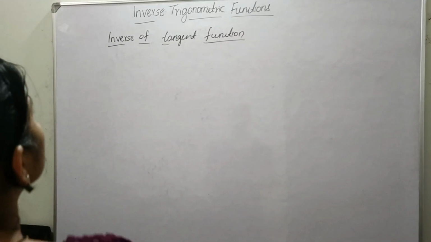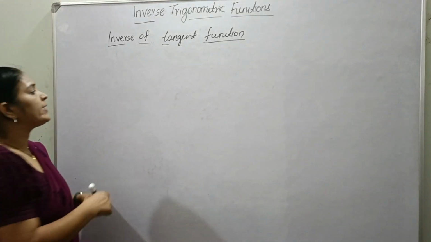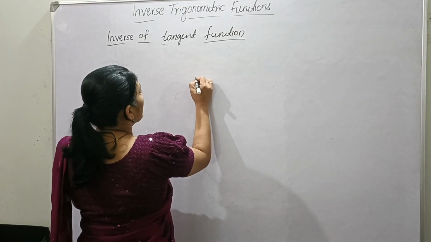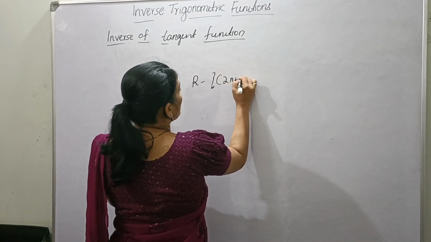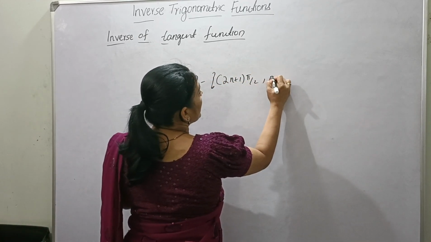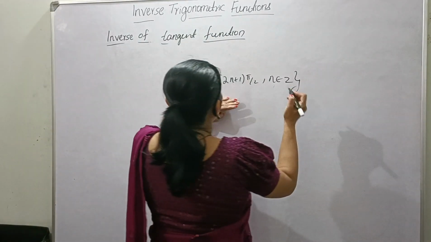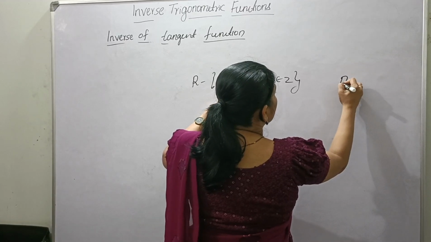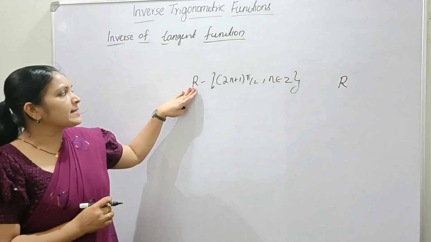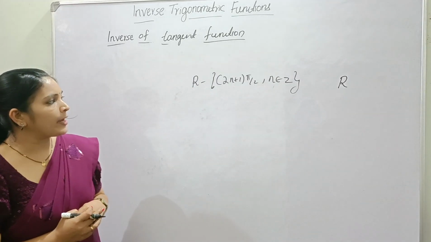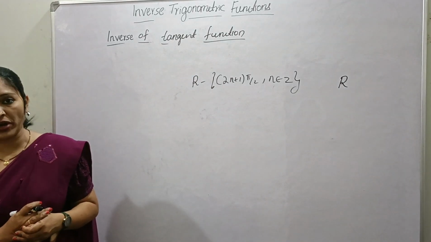Next, let us go through the inverse of the tangent function. We have the tangent function, which is not 1-1, and its domain is R minus (2n plus 1) pi by 2, where n belongs to Z. The range is nothing but the set of real numbers. So the domain is R minus (2n plus 1) pi by 2, n belongs to Z, and the range is R, and this tangent function is not 1-1.